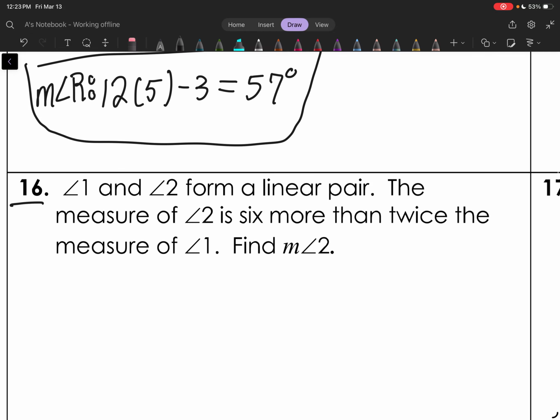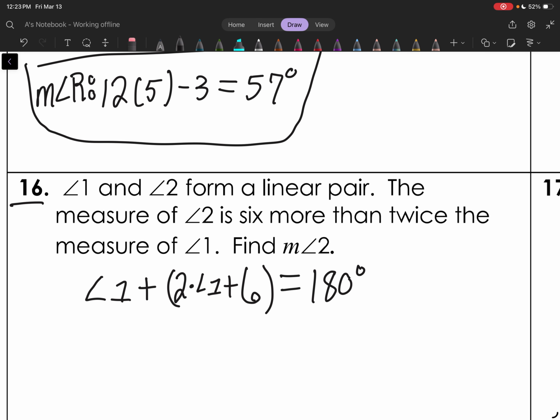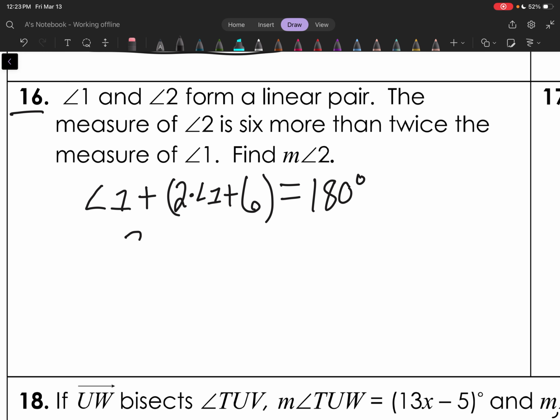Angles 1 and 2 form a linear pair. The measure of angle 2 is 6 more than twice the measure of angle 1. I don't know what angle 1 is, but I do know when I add this to angle 2, which is 6 more than twice angle 1, 2 times angle 1, I know it's a linear pair, so it's going to sum to 180 degrees. 3 angle 1s plus 6 equals 180.